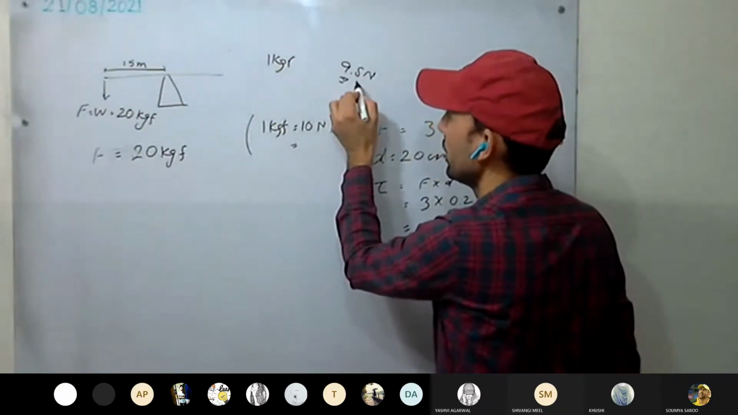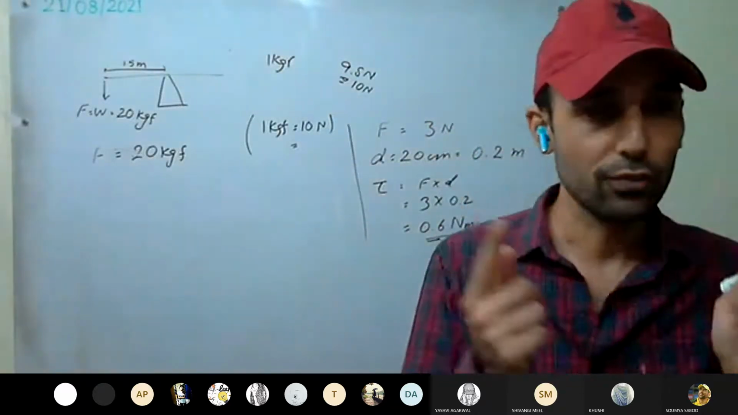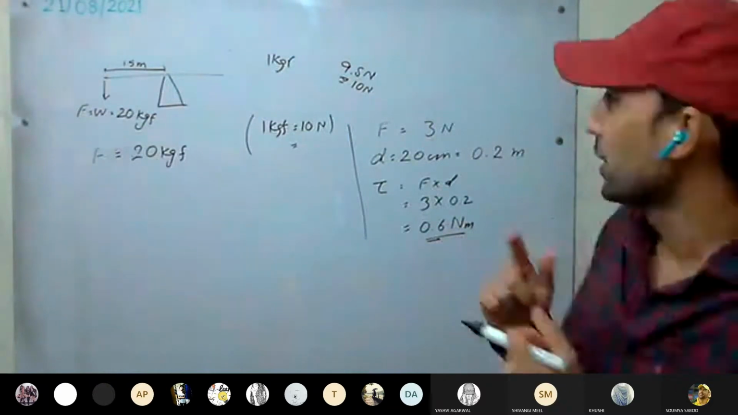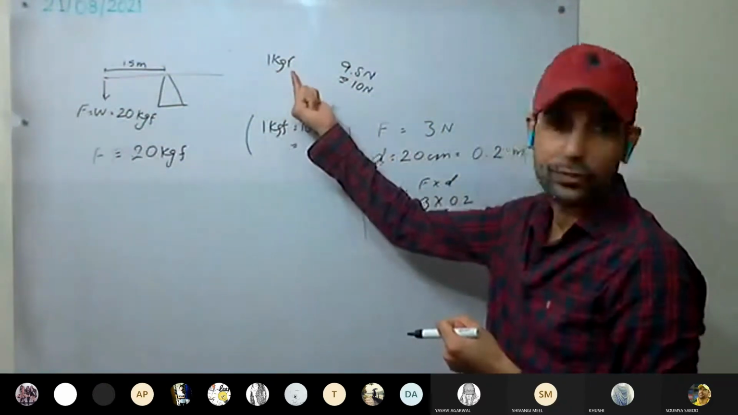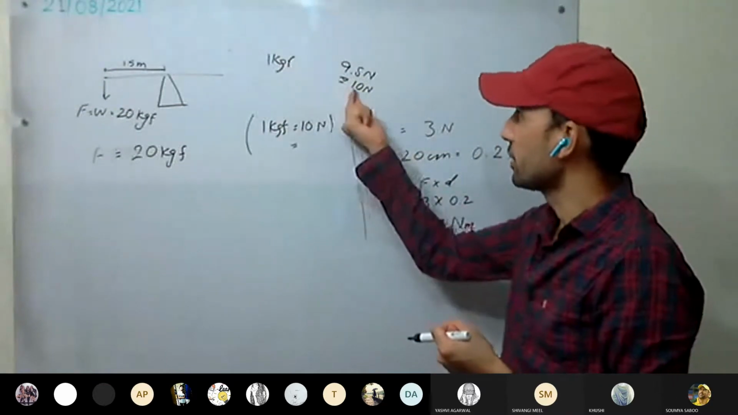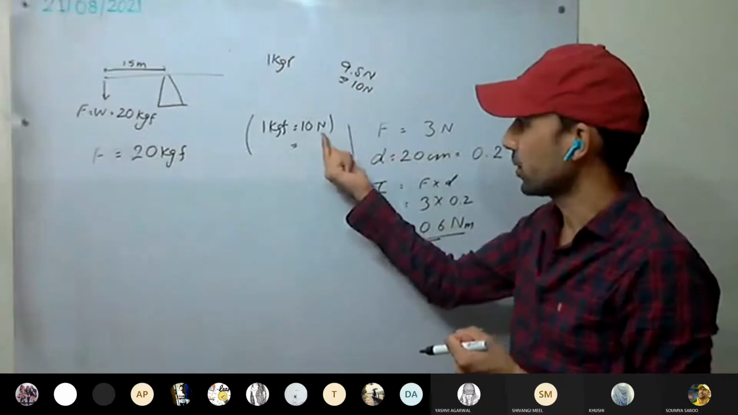That is equal to 10 Newton. Understood? When we have a body of 1 kg, the force with which the earth will attract or pull it will be how much? 1 kgf. This F denotes that we multiply with 10. So 1 kgf is how much? 10 Newton.